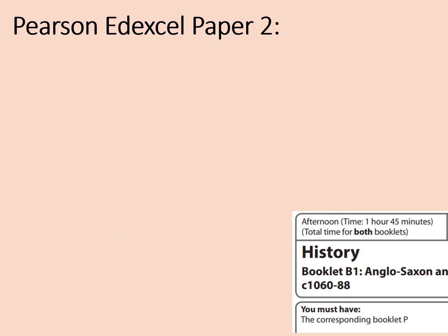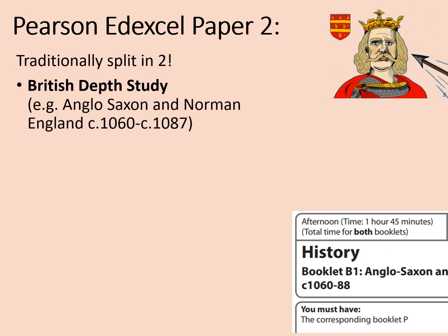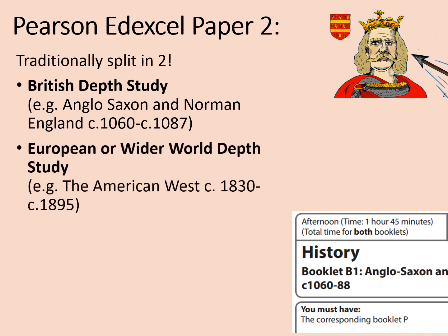Let's get a bit of background about the Pearson Edexcel Paper 2. Traditionally this is split in two. One is a British depth study and the other is a European or wider world depth study. The topic that I teach is Anglo Saxon and Norman England circa 1060 to circa 1087 and the American West 1830 to 1895 for the wider world depth study.